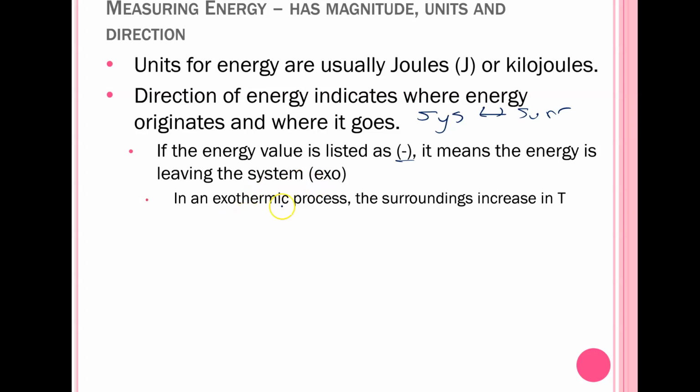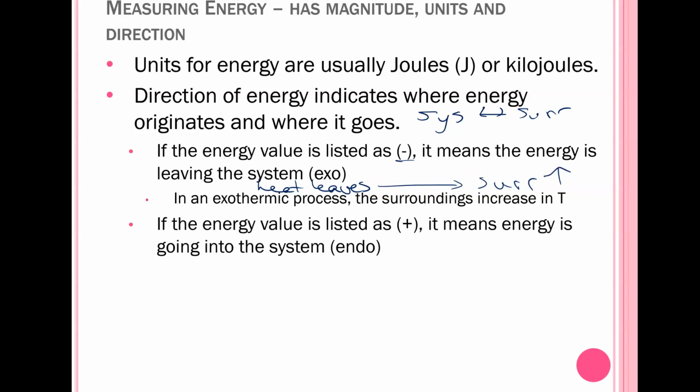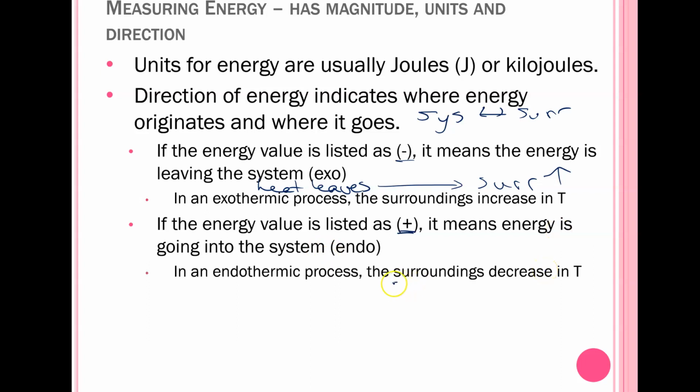If it was exothermic, the surroundings increase in temperature because the heat leaves the system, with high energy, moves to the surroundings, and they go up in temperature. They gain energy. Endothermic is exactly reversed. If it's listed as positive, and I will try to always make sure I list it as positive, it means energy is going into the system. The system's taking it in from the surroundings, and the surroundings decrease in temperature, again, because that's what we measure. We measure the surroundings, and that's what we notice, but you have to turn it around and figure out what it means in terms of the system.